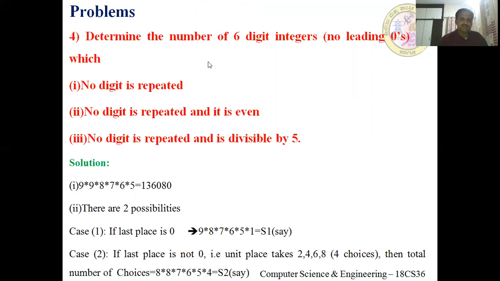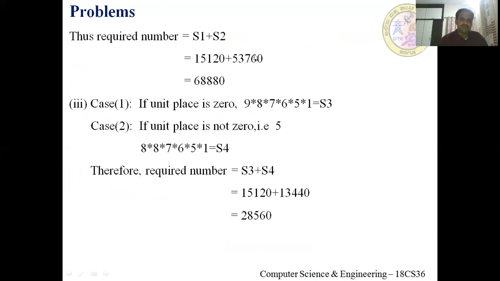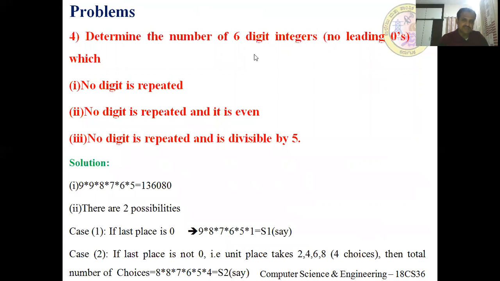Next, we move on to one more question. Determine the number of 6-digit integers, no leading zeros, in which the first sub question is no digit is repeated. Then the second sub question is no digit is repeated and it is even. Then the third sub question is no digit is repeated and it is divisible by 5. We need to form the 6-digit number, but in the first place, 0 should not occur.